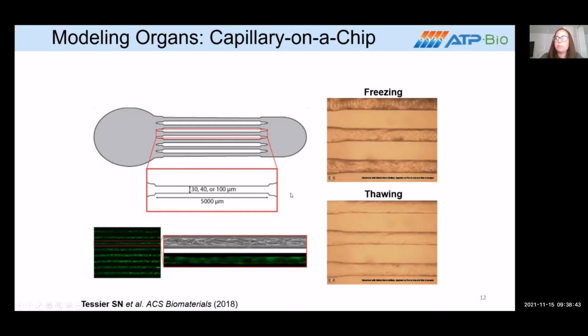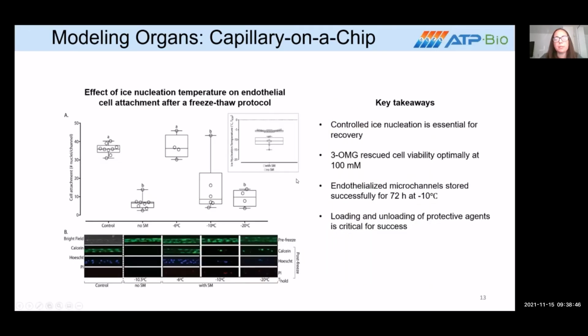I'm not going to go too deeply into the data, but using the system, we were able to tune the concentration of some of our cryoprotectant agents like 3-OMG, which is our glucose analog. We were able to discover that 100 millimolar, so we load these, freeze the whole capillary on a chip model, thaw it, and then look at viability and recovery, was really the optimal to preserve endothelial attachment, viability, and then later you'll see function as well.